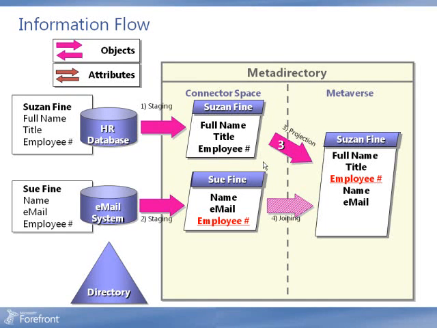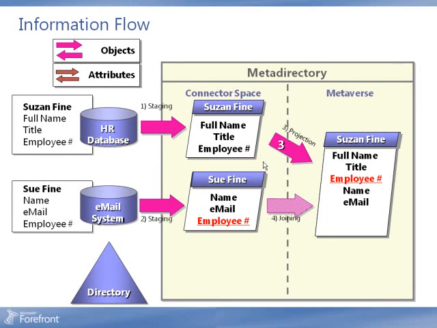At this point, Susan Fine is represented by an entry in each of the data sources, by two entries in the connector space, and also by an entry in the metaverse. Note that during the join, no object flow took place as such, but attributes may have flowed, again depending on how the rules have been set. In this case, the email and the name have flowed. Again, this flow is not actually shown with an arrow.